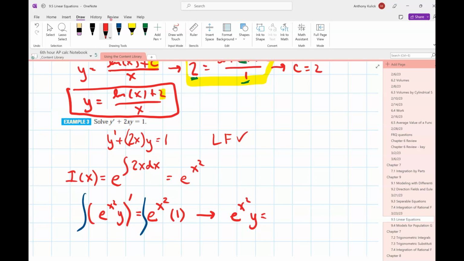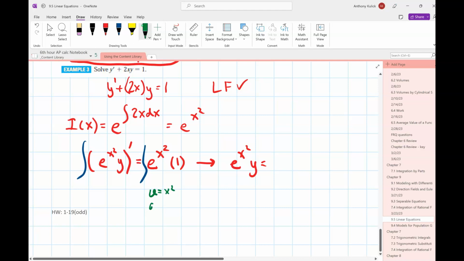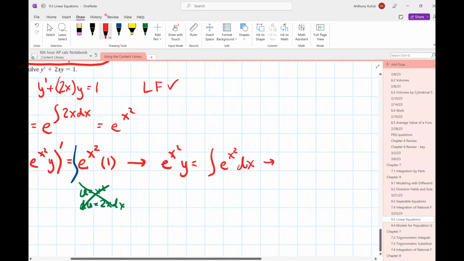How do we integrate e to the x squared? Well, what would you make your u? So u is x squared. So du would need to be 2x dx. Do we have another x rattling around there? No. So u-sub's not going to work there. There's only one part, so we can't obviously integrate it by parts, right? Well, I'm just going to leave it. We'll divide both sides by the e to the x squared.